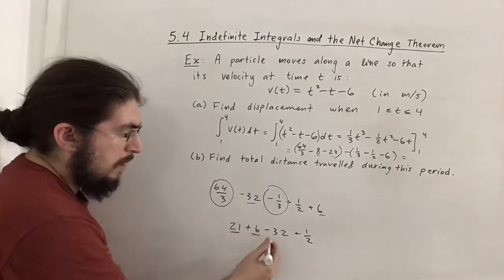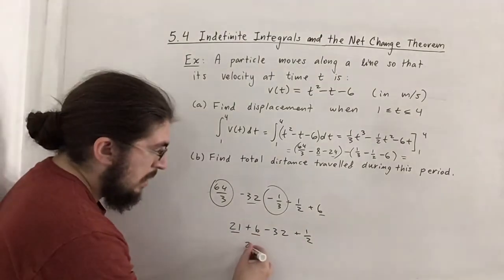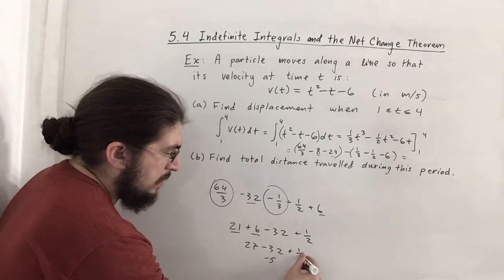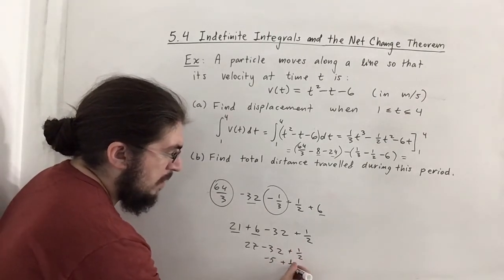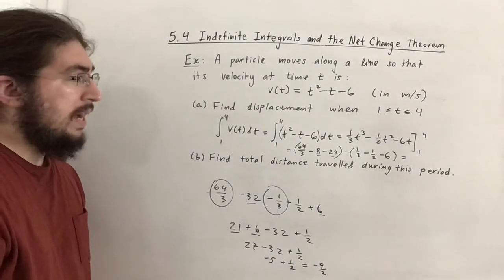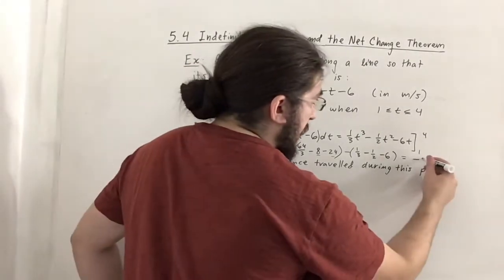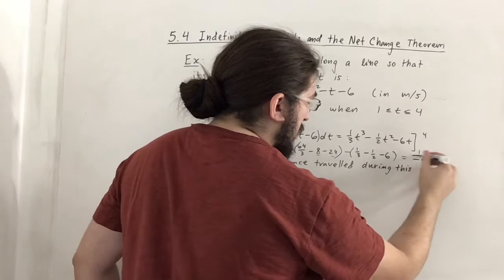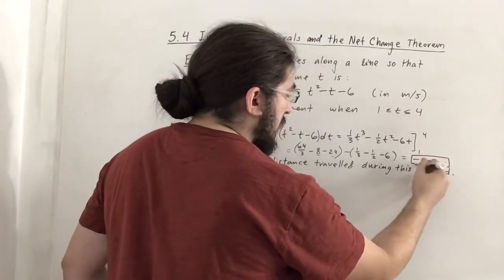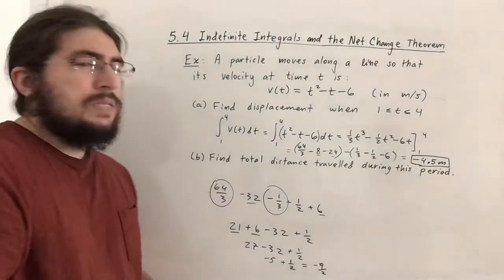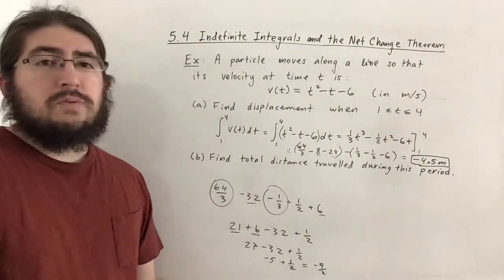Now, 21 plus 6 is of course 27. 27 minus 32 is negative 5, and then negative 5 plus 1/2 is negative 4.5, which is negative 9/2. So this is negative 9/2 or negative 4.5 meters. So I'll write negative 4.5 meters. I'm using decimal here just because it's a little more practical in the context of physics. So again, it's a negative displacement, but that just means we moved backwards overall.